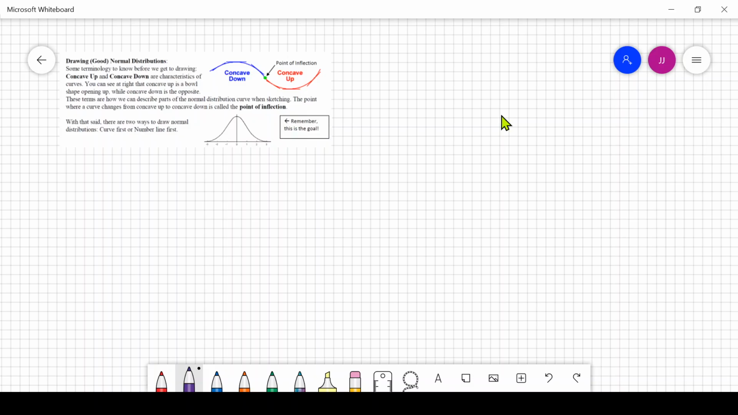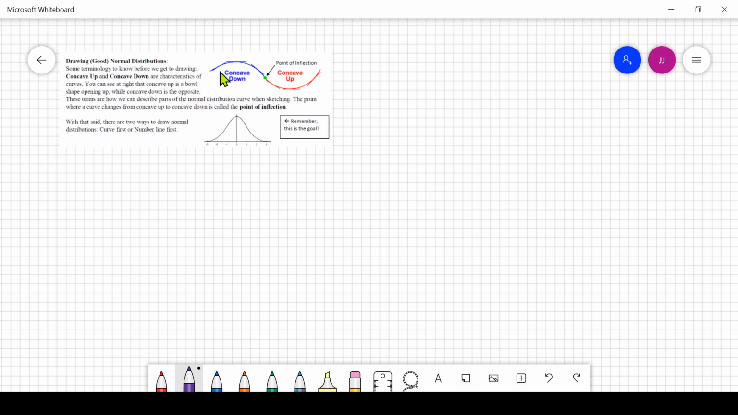The first is to draw a curve and then put a scaling on it. The second method is to draw a scale and then try to produce the curve. The key words that we have to learn have to do with concavity. So concave up and concave down.